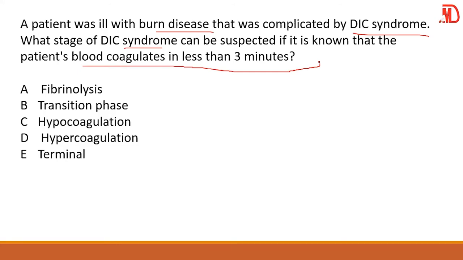So first of all, DIC syndrome is a pathological syndrome characterized by the formation of disseminated blood clots in the microcirculatory bed, causing hemorrhages. I repeat, it is characterized by the formation of disseminated blood clots in the microcirculatory bed, or the capillary, the same thing. So when there's a disseminated blood clot, it can cause hemorrhage. And there are these stages, write them down.